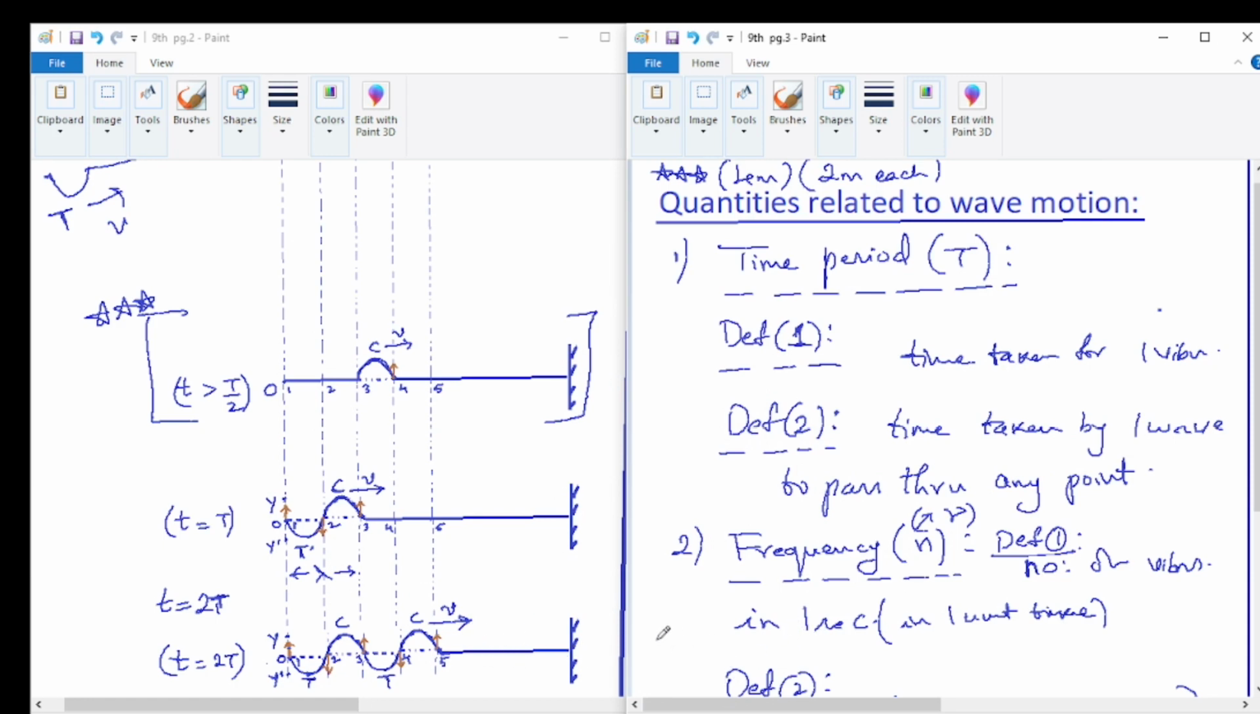The next is again even smaller than quantities related to wave motion, but carries even more marks than this. It's mostly a very short answer question. So 2 definitions given 4 marks, only one is given just 2 marks. But the next topic is almost an essay question, as I already said, but it takes only 1 or 2 minutes for the entire answer. Directly by using the diagram we can get the entire answer, the entire derivation. So what is this?